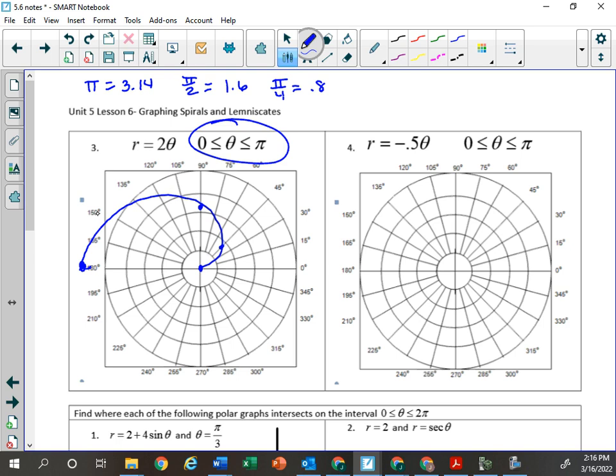Second one, you do have a negative. I'll write the little table this time just in case. 0 is still 0. When I do pi over 4, what do you think I'm going to get for the r this time? Negative 0.4. Think about how you'd graph that. You go negative 0.4 and then the angle of pi over 4, so you're in the third quadrant.